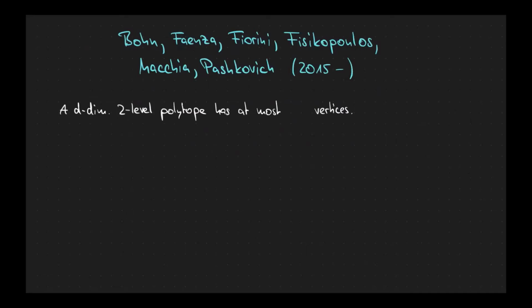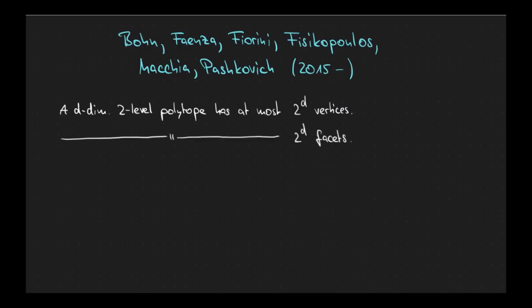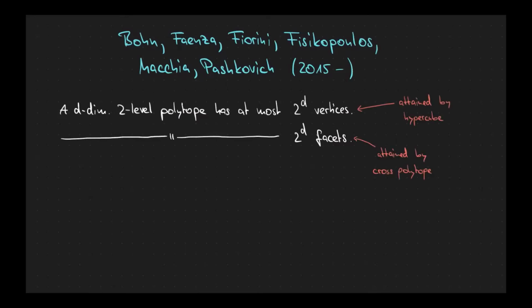2 to the d. Okay, why? Well, they are essentially 0,1 polytopes. That's one reason, right? Good. So this is 2 to the d. The same holds for the number of facets. I told you that you can dualize things, so the same should hold for facets. And we have also seen examples that this is tight. The first one is obtained by the hypercube, and the second by the cross polytope. Good.